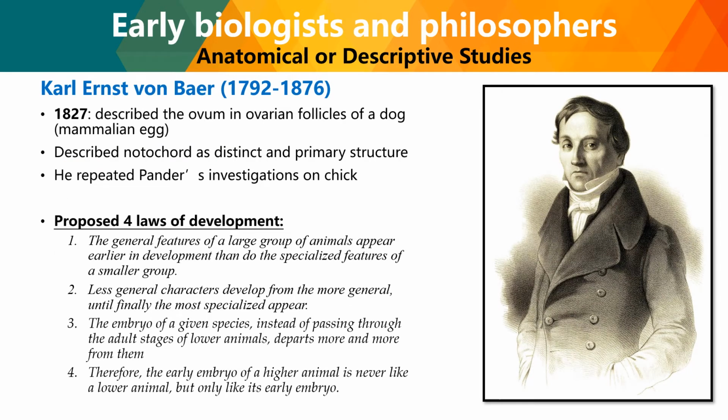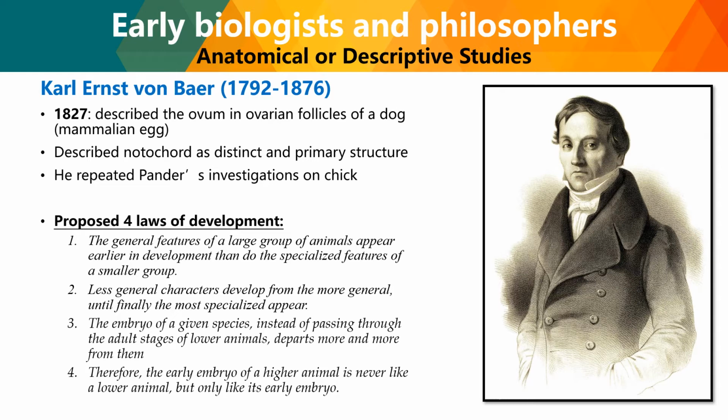So next we have Carl Ernst von Baer. He actually was the first one to describe the ovum in ovarian follicles of a dog, or the mammalian egg. He also described the notochord as a distinct and primary structure. And he actually repeated Pander's investigation on chick. And then he proposed 4 laws of development. The first one is that the general features of a large group of animals appear earlier in development than do the specialized features of a smaller group. And then next is less general characters develop from the more general until finally the most specialized appear.